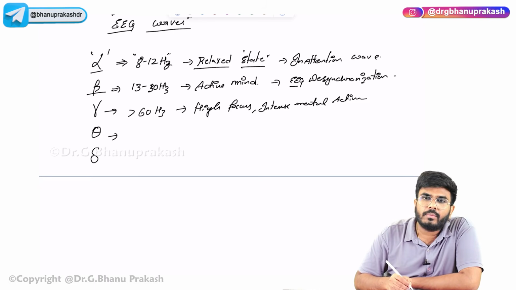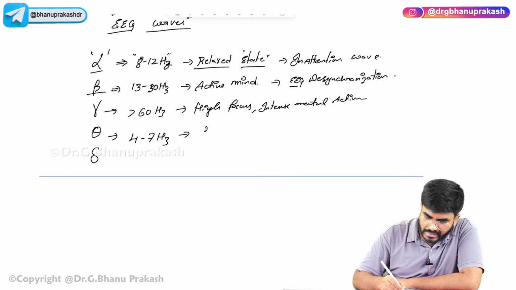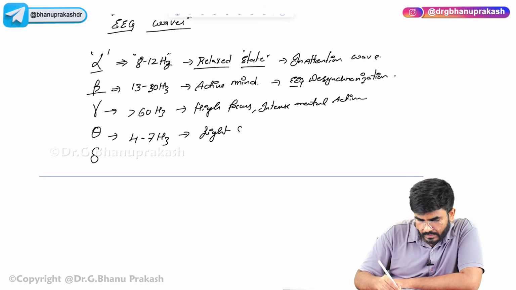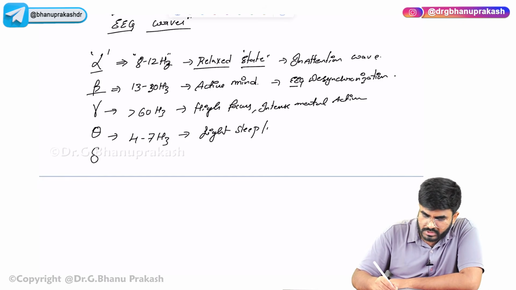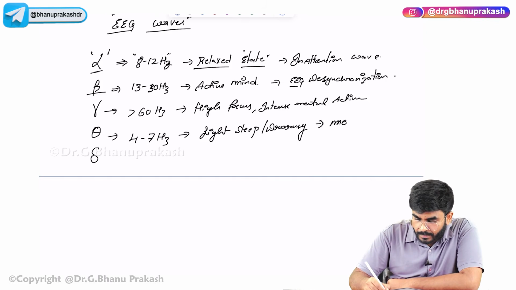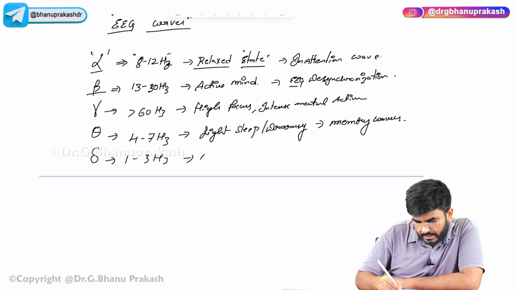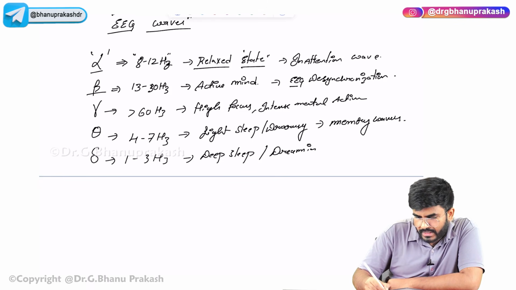Now theta waves are going to be seen. What is the frequency of the theta waves? The frequency of the theta waves is 4 to 7 hertz. Theta waves are seen during light sleep, or when the patient is drowsy. These theta waves are also called memory waves. Next, delta waves, the frequency is 1 to 3 hertz. They are seen during dreaming or deep sleep. They are also called slow waves.